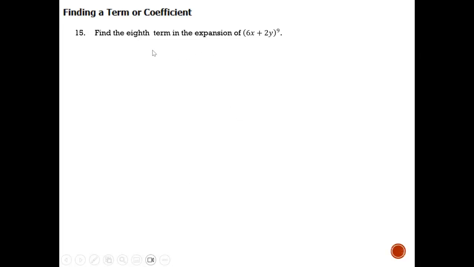Okay. Here it says find the 8th term in the expansion of (6x + 2y) to the 9th power. A lot of students don't know how to do it the way I'm going to show you. They do the whole thing, which will be too long. It might take a long time to do it. So here's how we're going to do it.